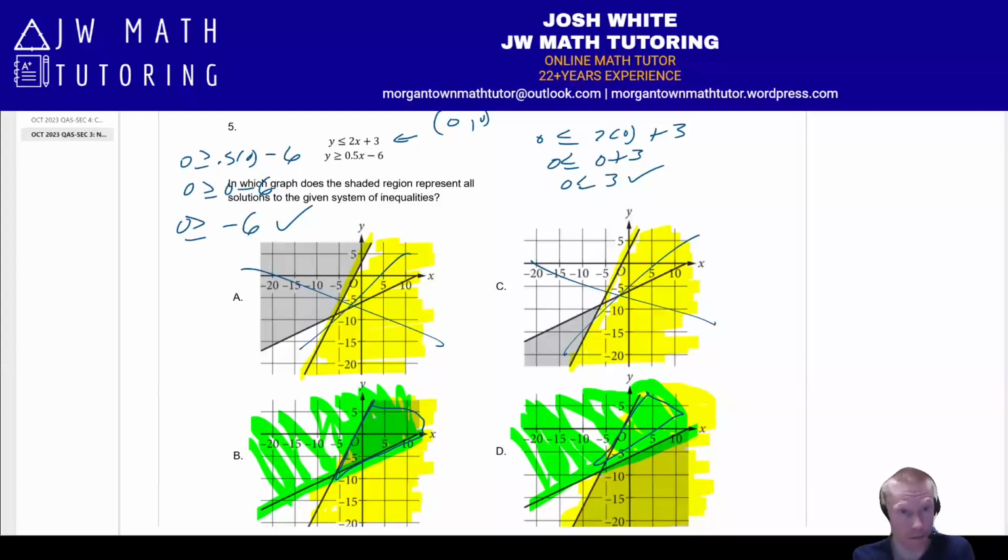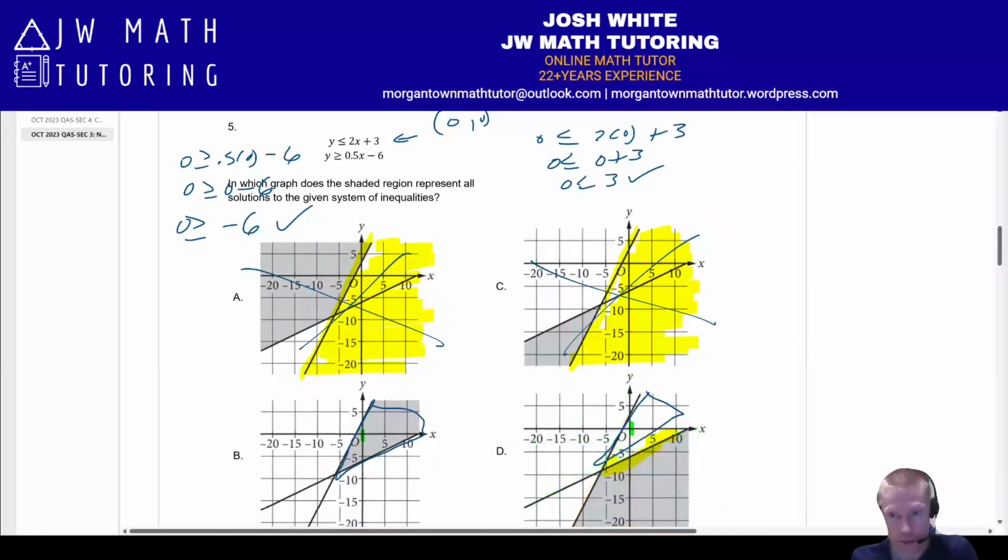The correct answer is going to be B, and now I'll just erase all the colors, and you can see which one matches. You can clearly see B is the one that has the shading overlapping where I had it. So the correct answer for this one is going to be letter B.